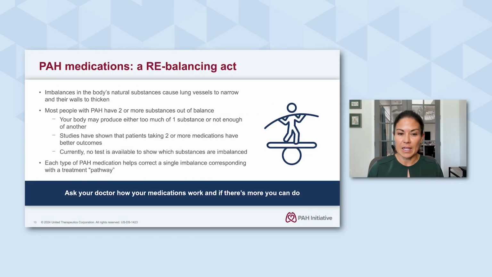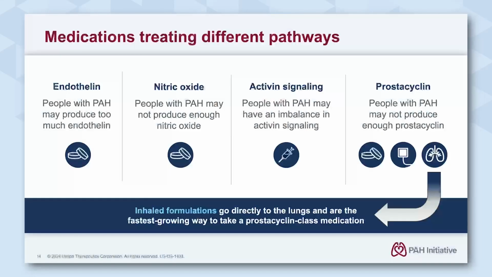So what we look at is our patient, their needs, their risk status, and then based on that, a determination of what medications might be most appropriate for them. I want to talk a little bit about the medications and the different pathways, because those substances that become imbalanced in PAH are where we direct our medications. We have the endothelin pathway, the nitric oxide pathway, the activin signaling pathway, and the prostacyclin pathway. Each of these pathways and medications addresses a different need for our patient.